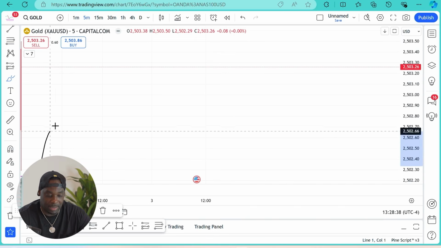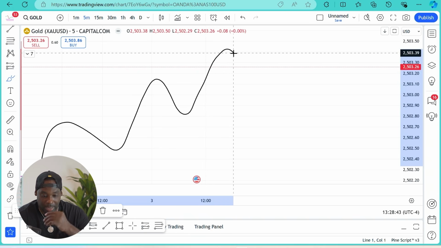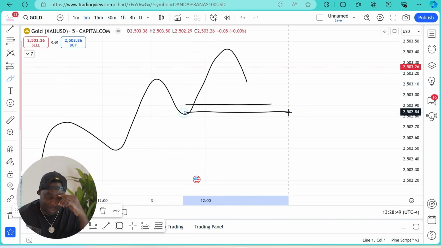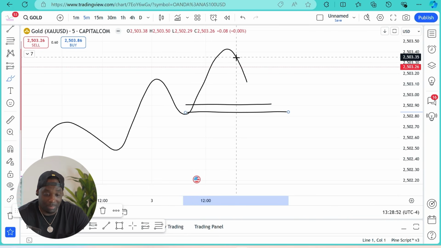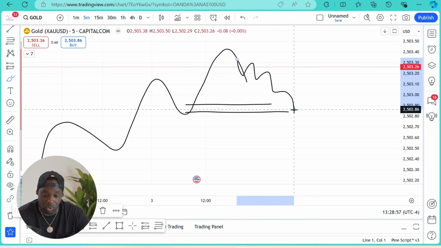So let me show you a good example right here. Let's say that this is the daily chart right here, guys. And the market's going up. And let's say that I'm looking for the market to come back to this key level right here. Well, it might take a week or two just to come back to that zone. It might wiggle a little bit and then finally come back to the zone right here.